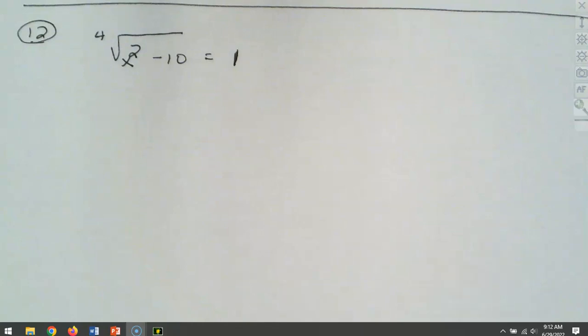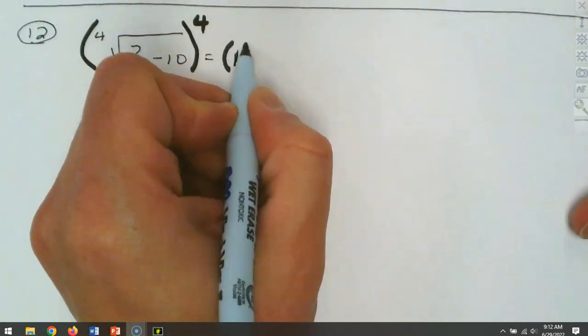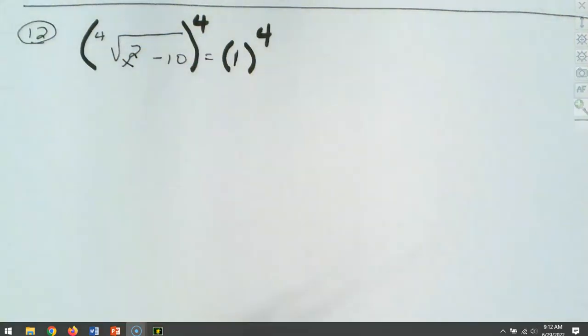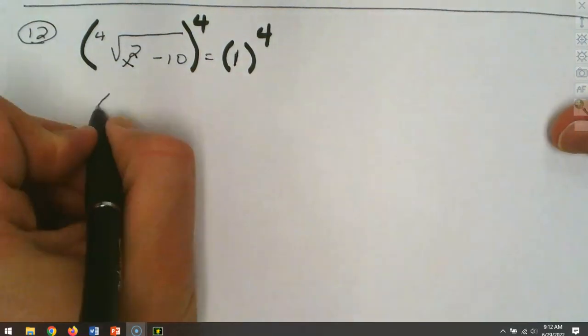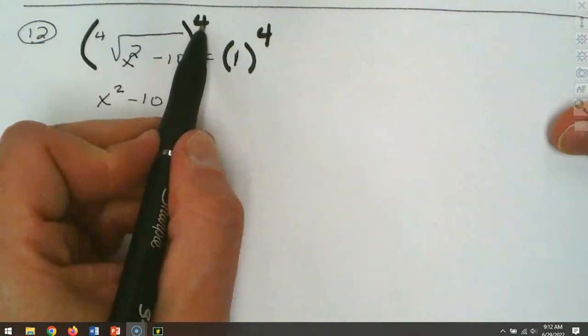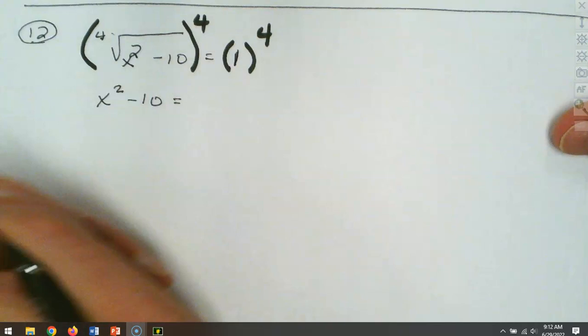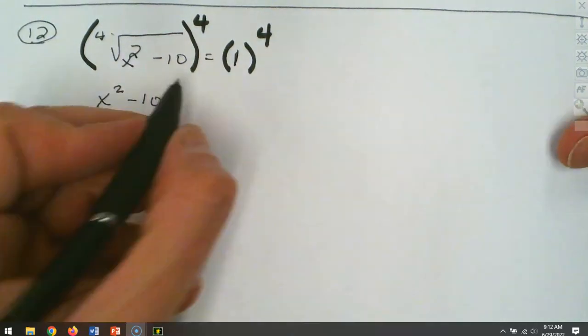So let's go ahead and take both sides to the 4th power. That'll clear out that fourth root. And when I do that, that gives me x squared minus 10, because the fourth root and the 4th power, see, they cancel. And 1 to the 4th power is still 1.